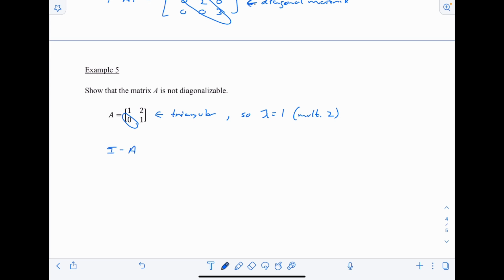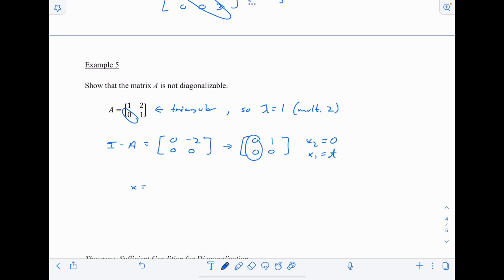1 times I minus A, which is going to give us the matrix 0, -2, 0, 0. So reducing that very simply is 0, 1, 0, 0. So in this case, x2 equals 0. x1, because it's just zeros, can be anything, so we're just going to call that t. So in solving for x, finding the eigenvector, we would have t, 0, which is just t times 1, 0.